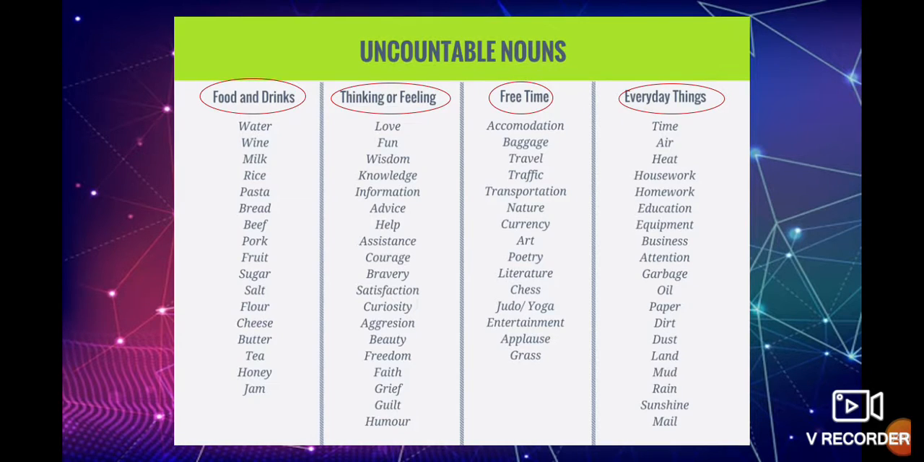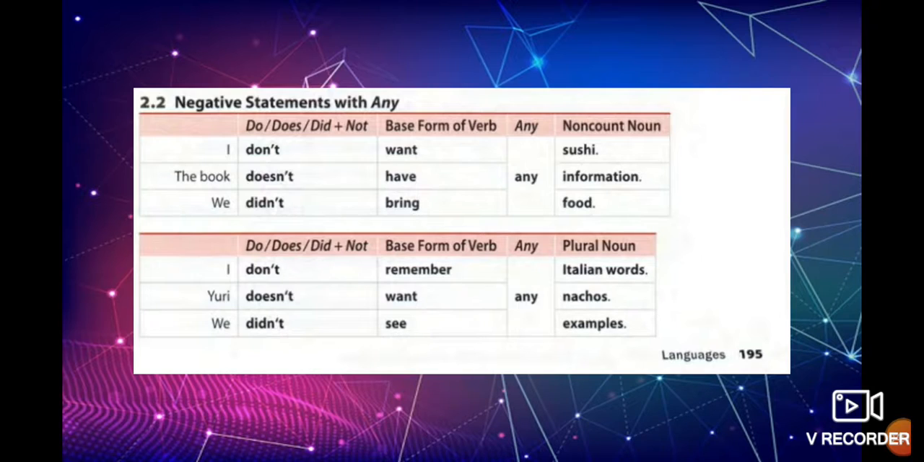That means you can use some or any in some cases if these are plural nouns. So let's see now, 2.2. These are the negative statements with any. You have to use an auxiliary in the negative, then the base form of the main verb, then the quantifier any, and then the complement. I don't want any sushi. The book doesn't have any information. We didn't bring any food. So this is a negative statement.